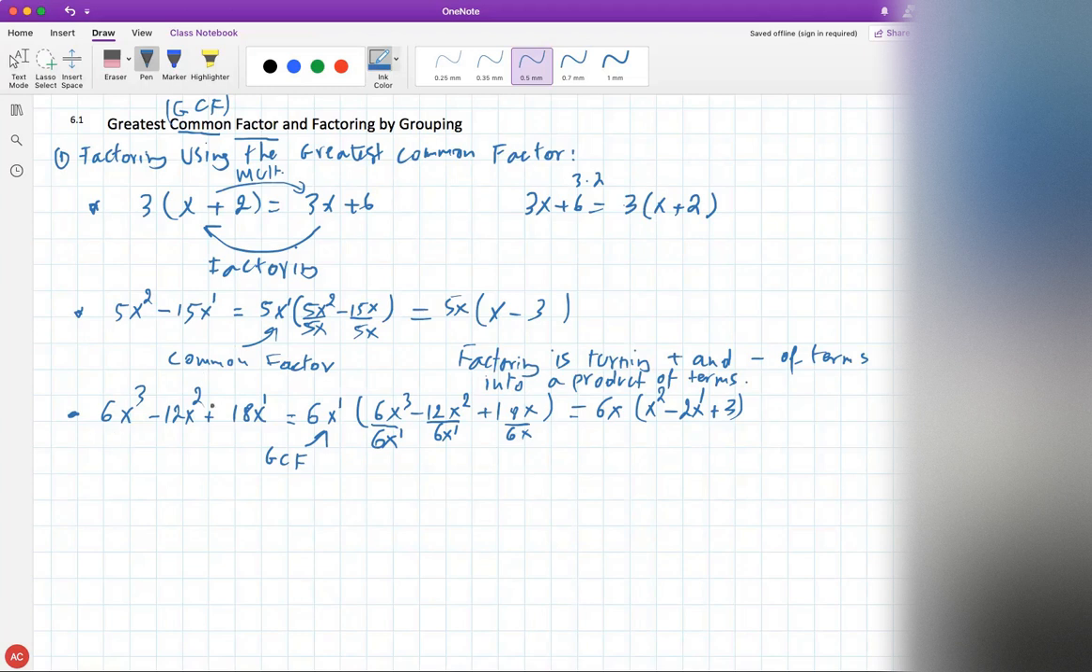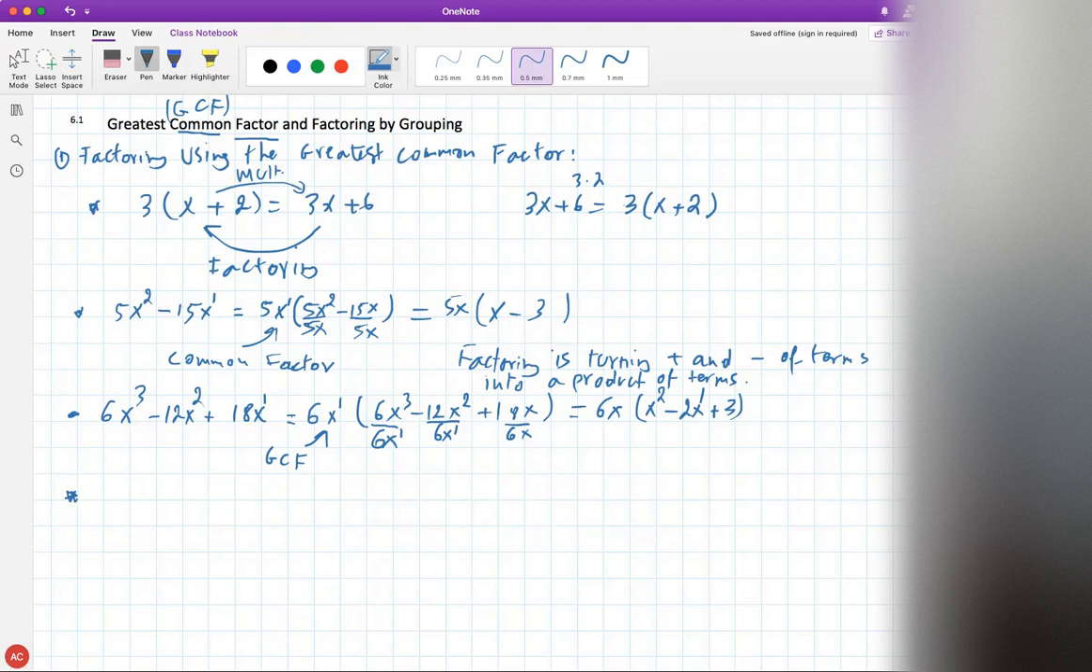It doesn't matter how many terms you have. We just look for a common number first, if you have one. Then you see if you have a common variable or variables. Okay, everybody, any questions so far about these examples?